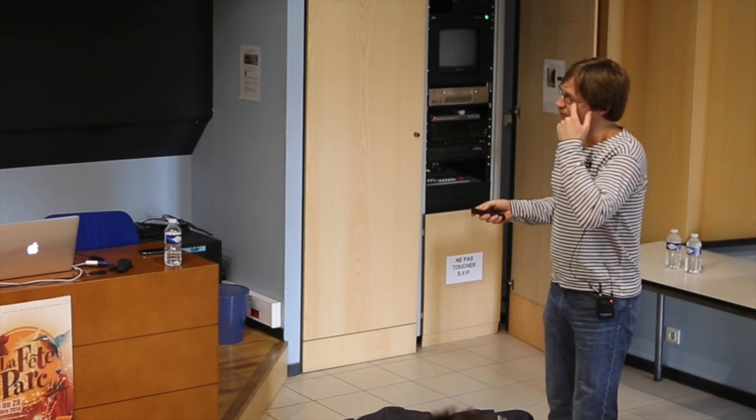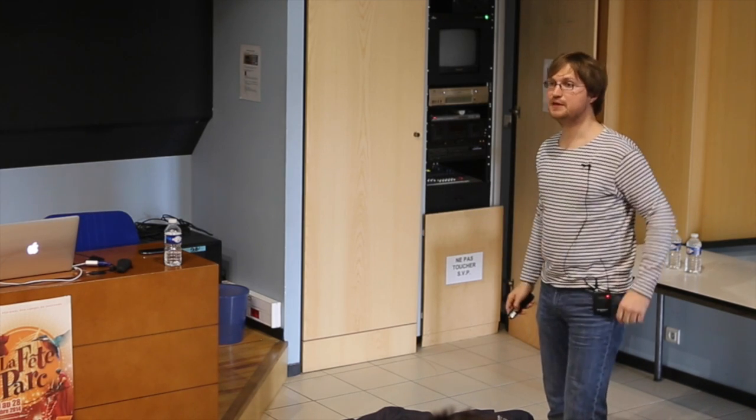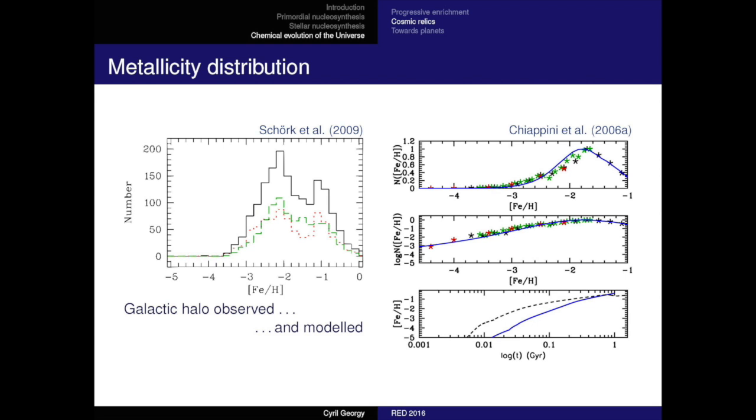So all the stars do not have the same metallicity inside the Milky Way. You can take some stars and see how they are distributed in terms of metallicity, and you will find this kind of distribution here. The observed points are the stars here.